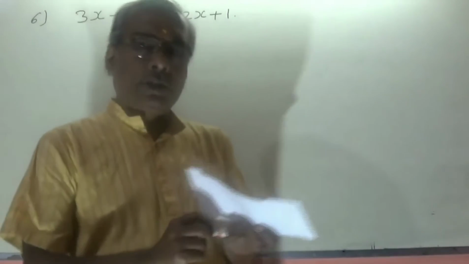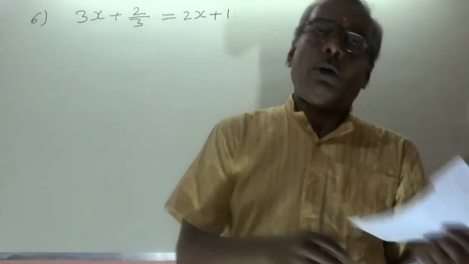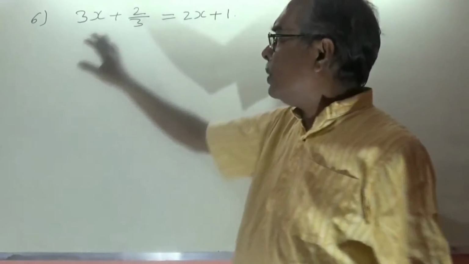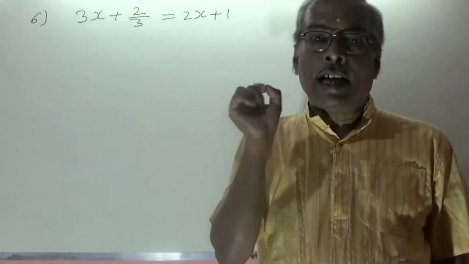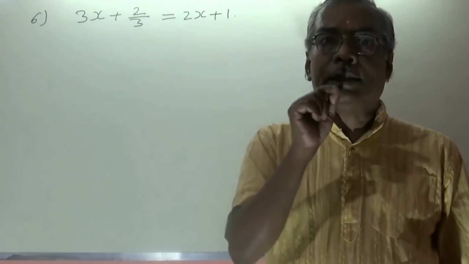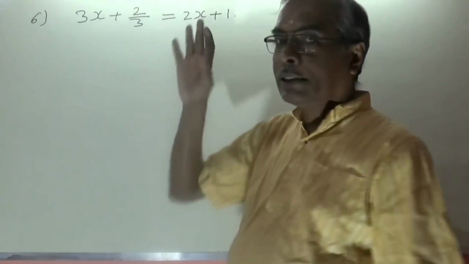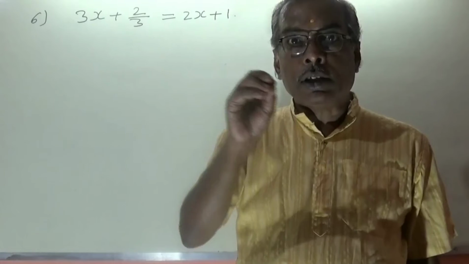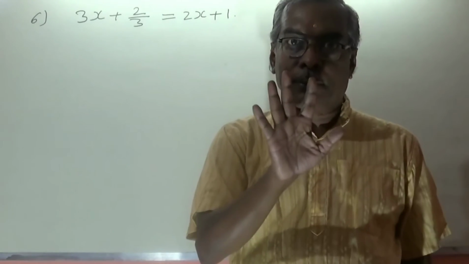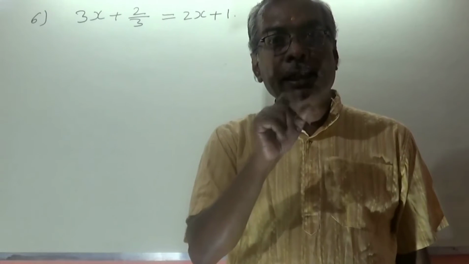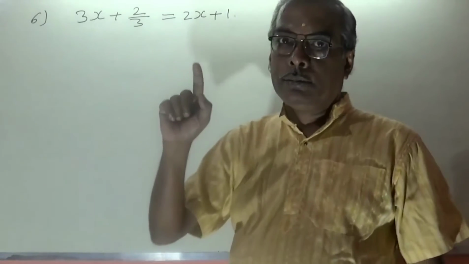I have told you that this is an equation. Why is this an equation? Because two expressions are there, and between these two expressions there is an equal sign, so it is an equation. And this is a linear equation. Why? Because on the variable x, the maximum power is 1. That's why it is a linear equation. And it is a linear equation in one variable, because you find only one single variable here.